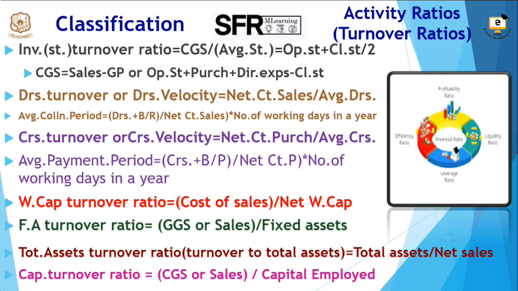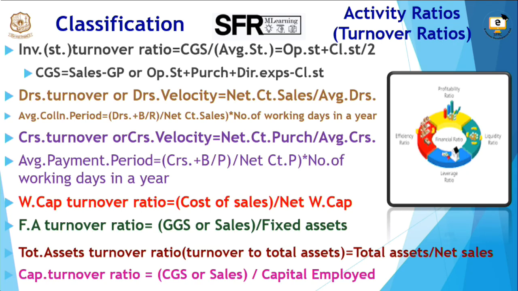So the interpretation is, the higher the value of debtors turnover, the more efficient the management. Suppose it is lower, then you have to concentrate more on collection of debt. It is a warning signal to you. Okay. Then average collection period. How would you calculate average collection period?